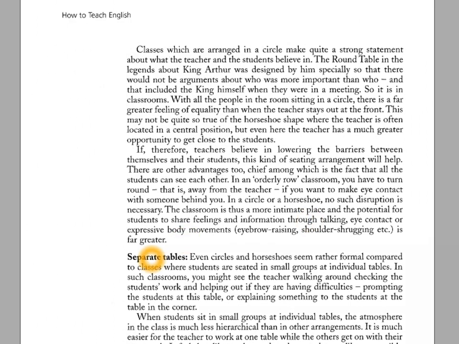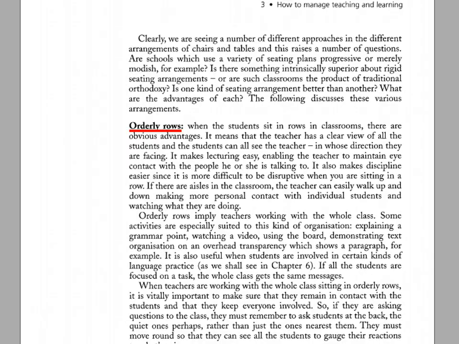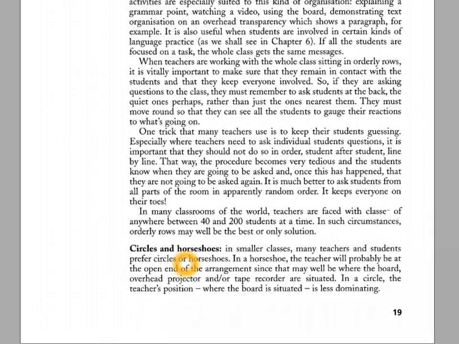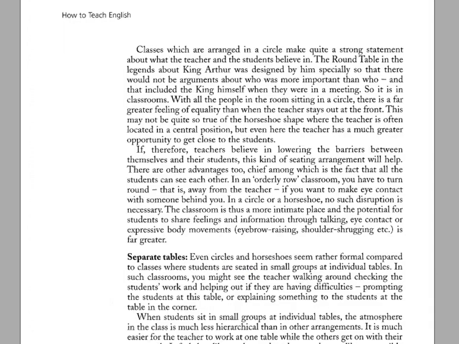Before we move to separate tables, we have to talk about the circle and horseshoe. They say that in a horseshoe, the teacher will probably be at the open end of the arrangement, as you can see from the photo. And in the circle, the teacher's position, where the board is situated, is less dominating. So the circle is less dominated. When you as a teacher make a circle and sit in it, you will not dominate the whole class.